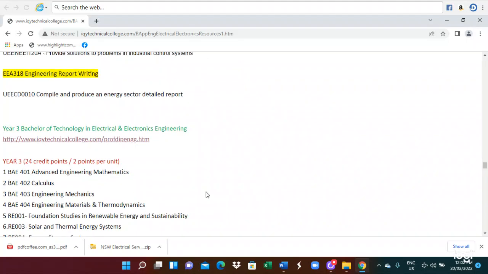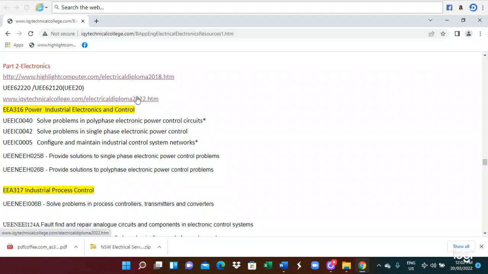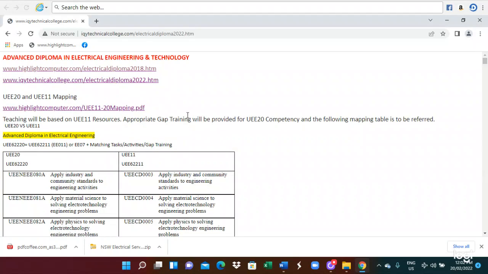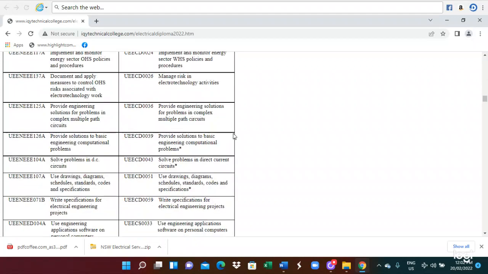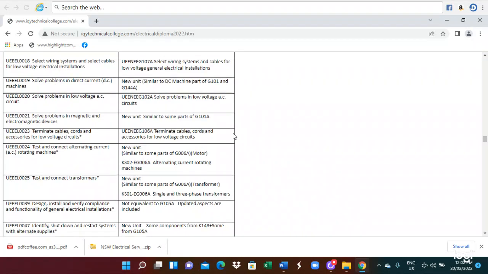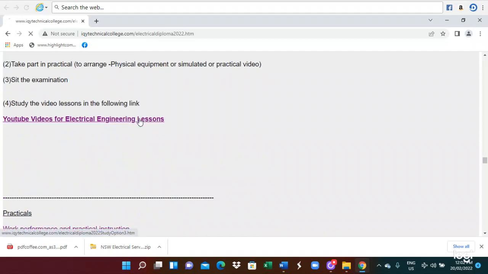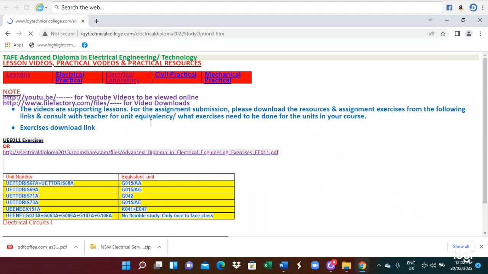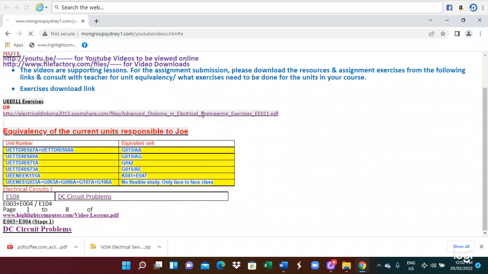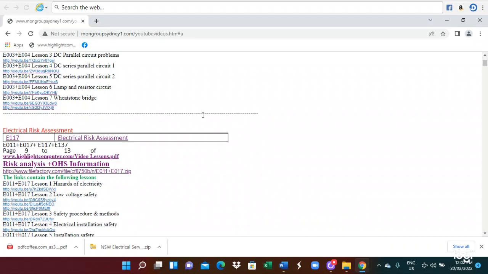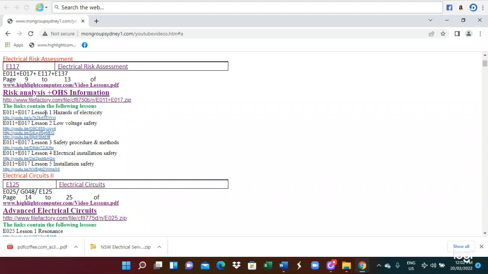Electrical diploma 2022. Then we do the video lesson. So last week we talked about the DC circuit. Now we're talking about the OSS information. So the E117 OSS rate assessment.